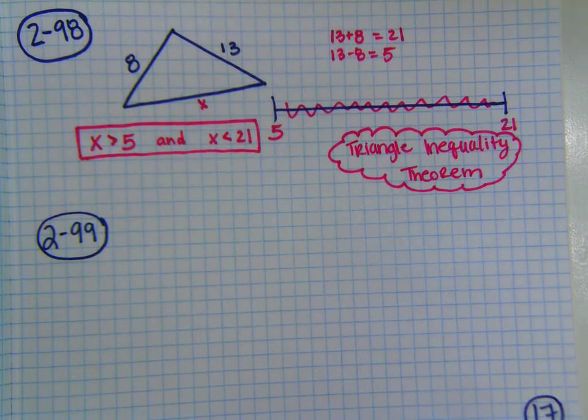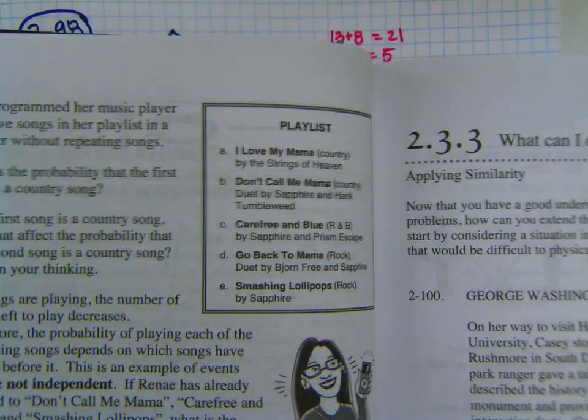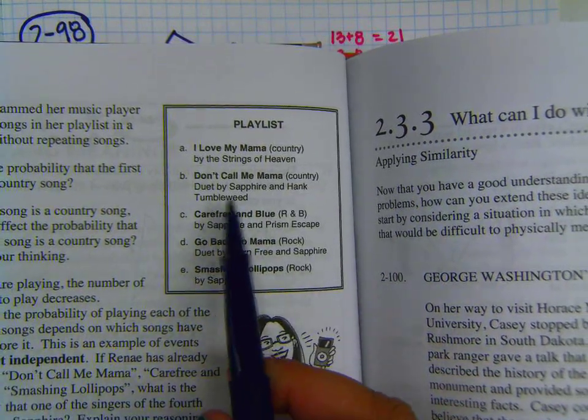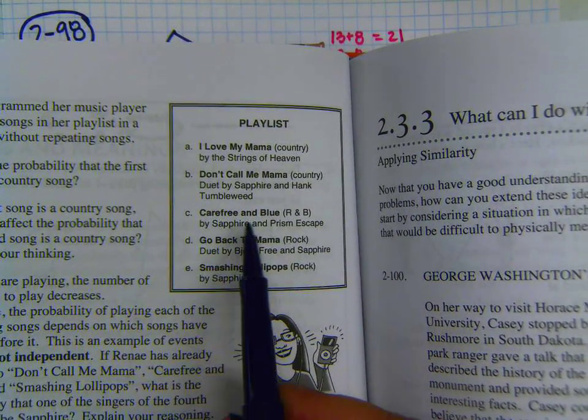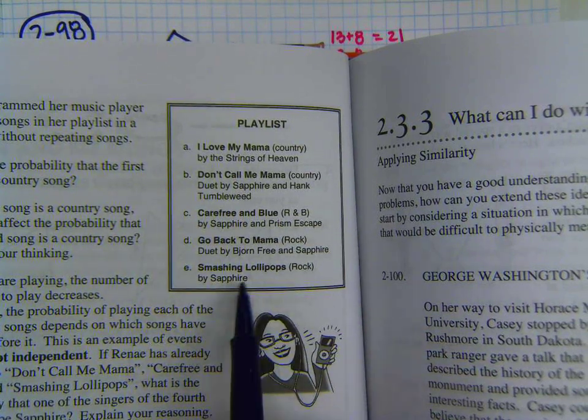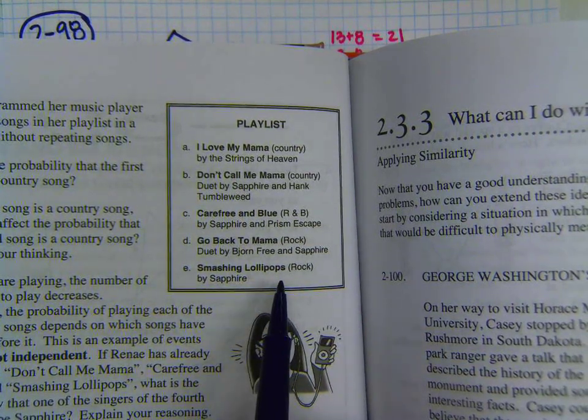So it says, Renee has programmed her music player to play all 5 songs in her playlist in a random order without repeating songs. And we have those songs right here. I Love My Mama, which is country. Don't Call Me Mama, which is country. Carefree and Blue, which is R&B. Go Back to Mama, rock. Smashing Lollipops, which is rock. Okay, we're going to be answering questions about this.